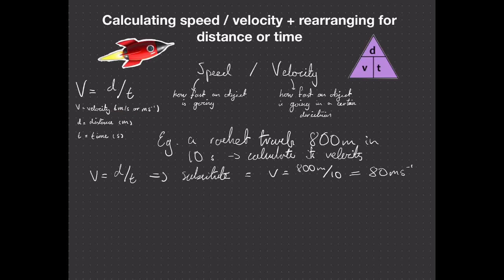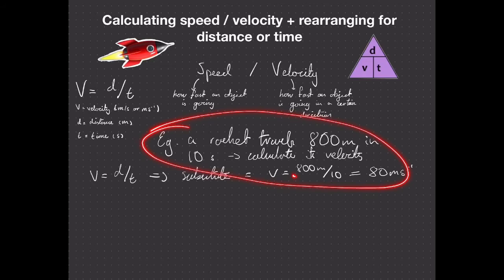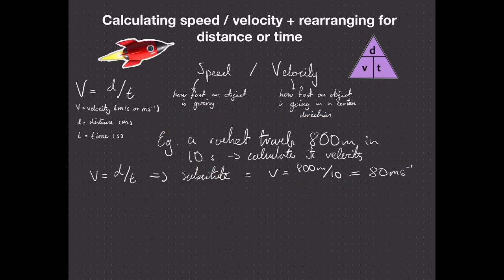So let's look at how we can use the formula, or rearranging the formula, to calculate distance or time. We're going to imagine that we've been provided a velocity and a time. Our rocket has been traveling at a velocity of 80 meters a second for 10 seconds. How far has it traveled? I'm not going to rewrite that question, but I'm just going to give the information down below. I'll say v equals 80 meters a second, and t equals 10 seconds.